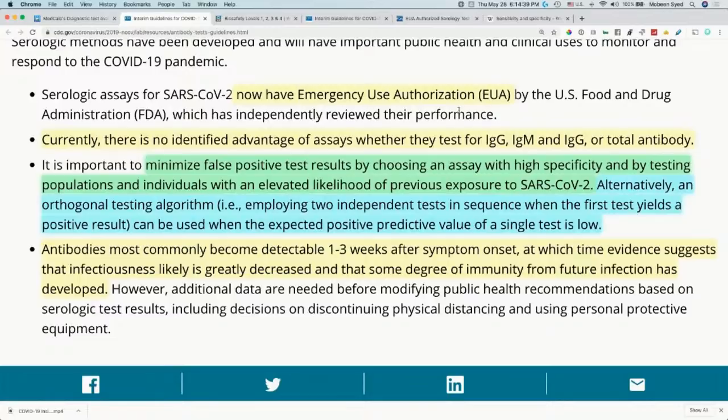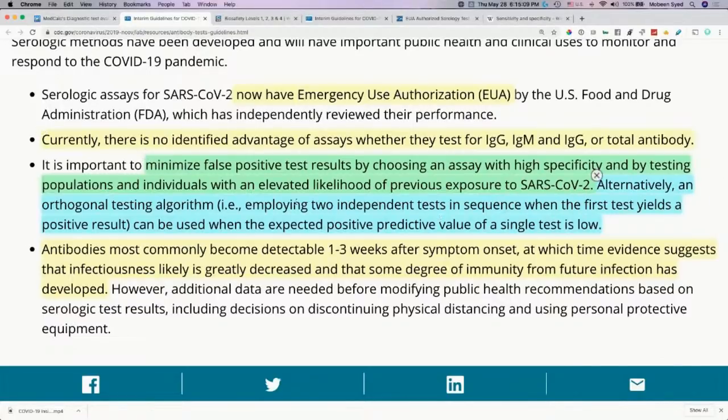So that's one. Second, currently there is no identified advantage of assays whether they test for IgG, IgM, and IgG, or total antibody. They're saying that I would have added a word in here, individuals. For individuals, these assays do not carry that much value, but they can carry value for epidemiologists or people who are watching the society in the bigger picture. And we'll discuss this as well.